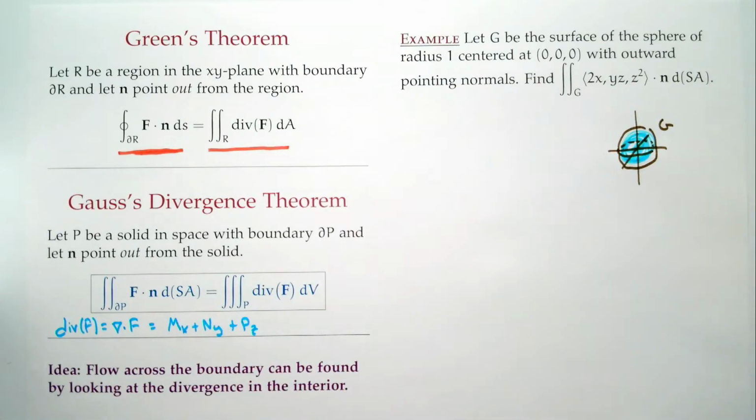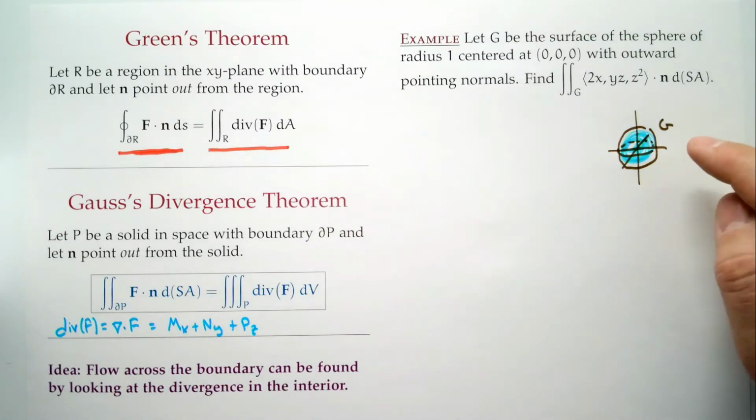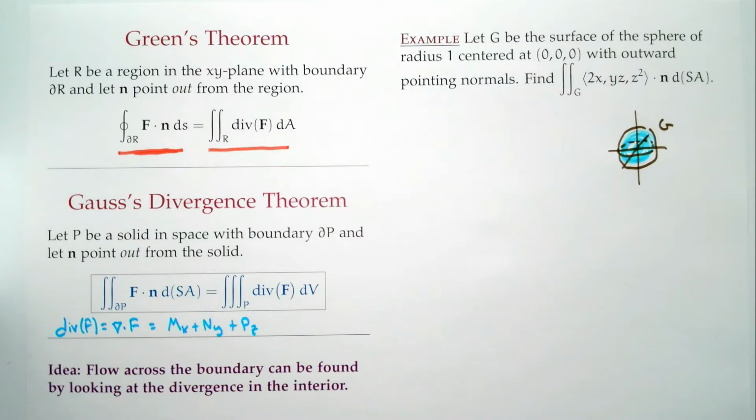So instead of trying to work this out without our divergence theorem, what would we do? We would say, let's take the top half of the sphere and compute flux through there, then compute the bottom half and compute flux through there. The reason we split it in two parts is the top half would be z equals the square root of 1 minus x squared minus y squared. The bottom half would be z equals minus the square root of 1 minus x squared minus y squared.